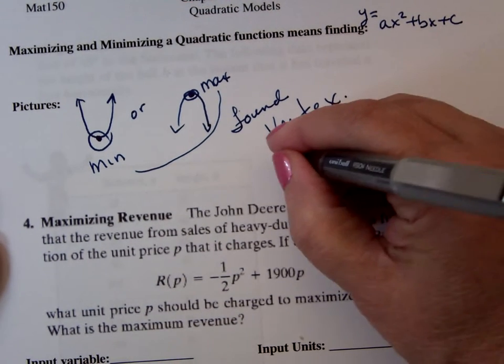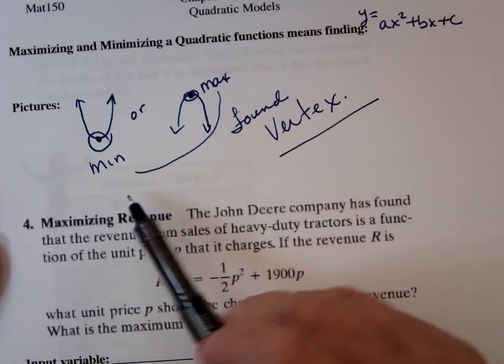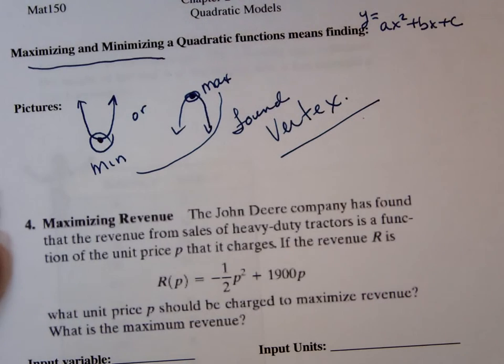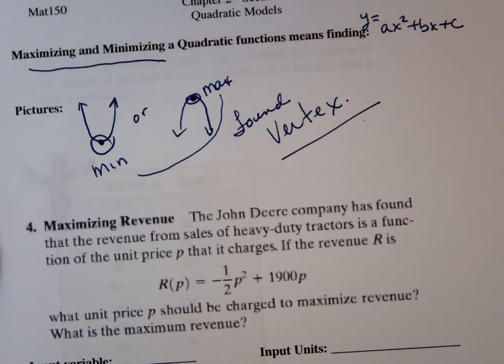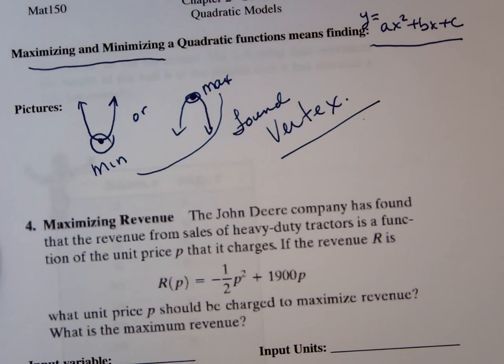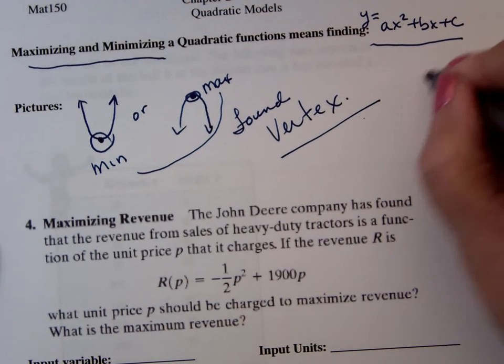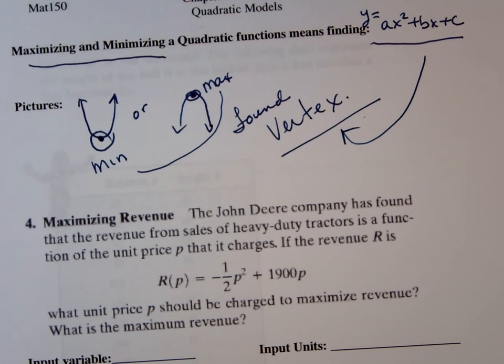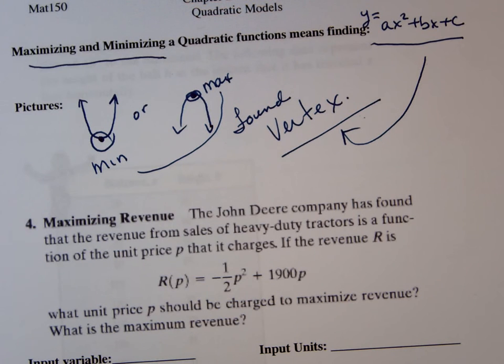So we now know if it mentions the word maximum or minimum, biggest or smallest, and my model is quadratic, this means vertex. You're going to have to find the vertex, because that's where it occurs.